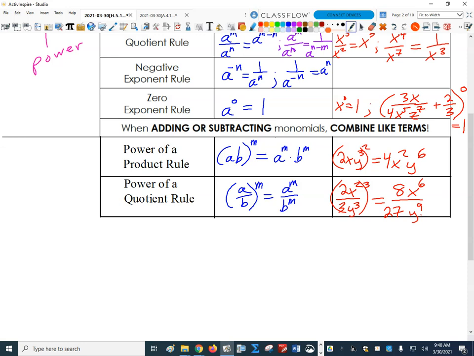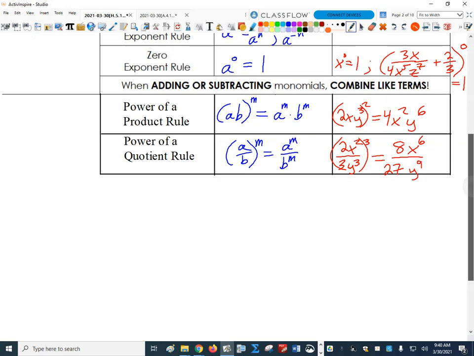Okay, here's a counterexample. Here's the other thing I want to include that people oftentimes want to do.